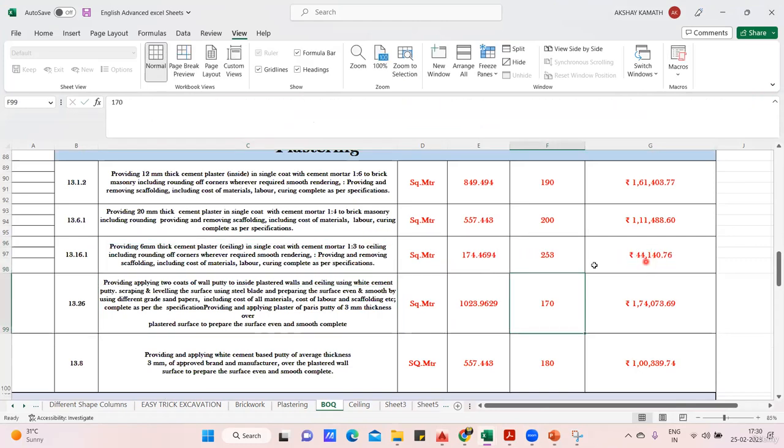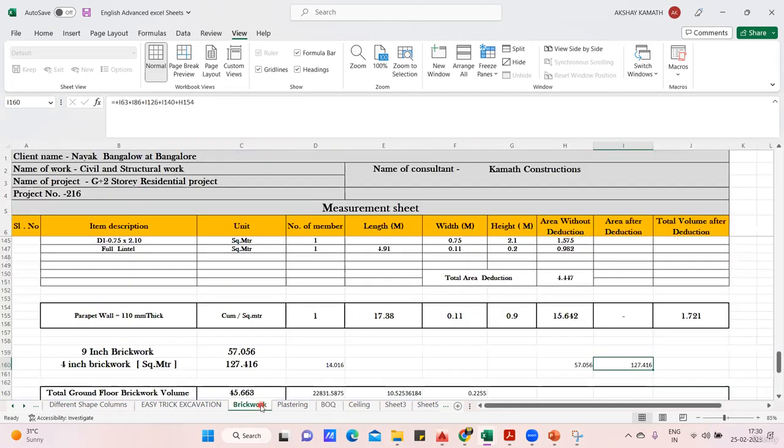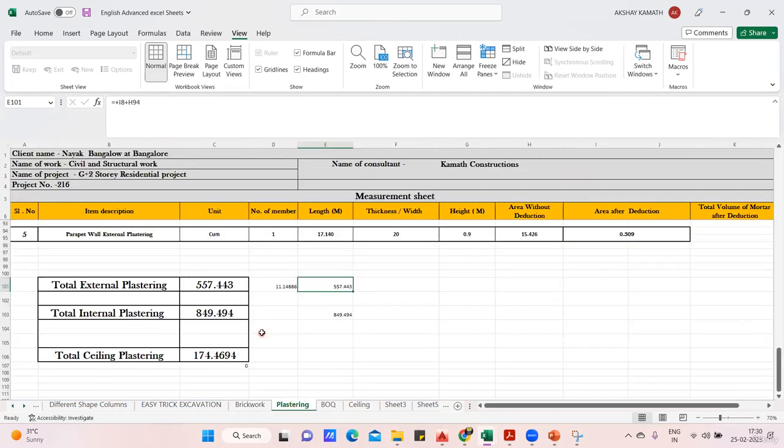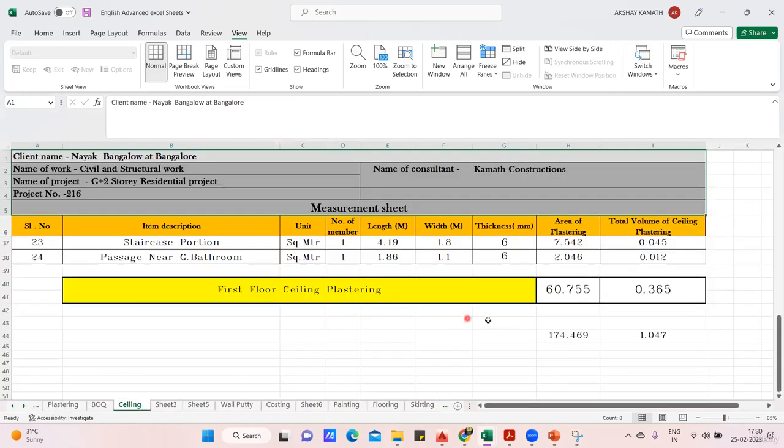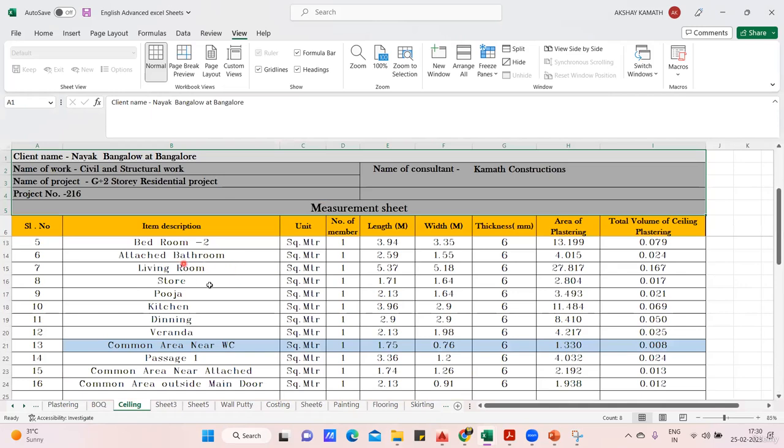So I require 44,000. Now come to the total quantity. For quantity, I've already done it and kept it. Come to the brickwork plastering. In plastering, total ceiling plastering is 174. So for that, if you want to get the ceiling plastering quantity, you have to come to the ceiling portion.